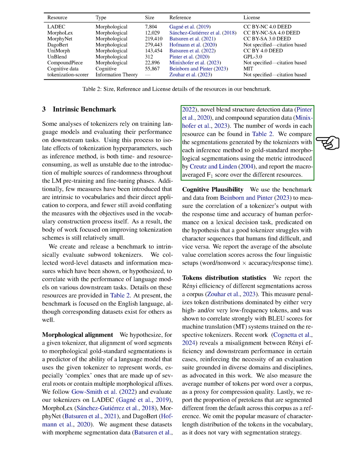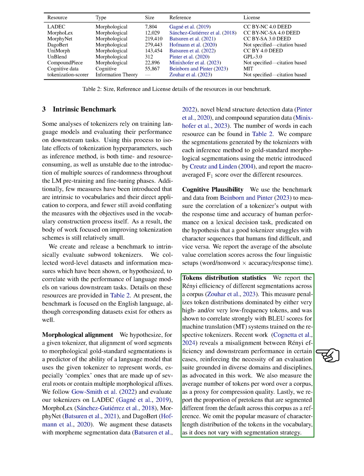In terms of cognitive plausibility, we use our benchmark and data to measure how well a tokenizer's output correlates with human performance on a lexical decision task, in terms of both response time and accuracy. We operate under the hypothesis that a good tokenizer will struggle with character sequences that humans also find challenging, and vice versa. We report the average of the absolute value correlation scores across 4 linguistic setups.